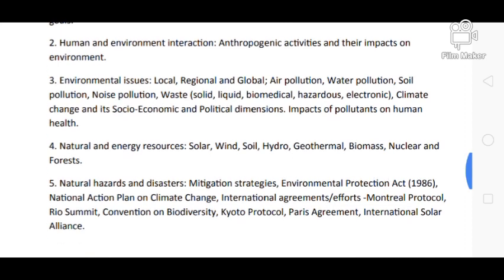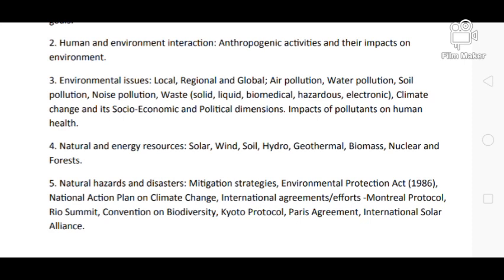Third point, we have environmental issues. We have to know about the problems of environment. It may be a local, regional or global problem. In this part we have to know air pollution, water pollution, soil pollution, noise pollution, waste, hazards, electronics, climate change and its socio-economic and political dimensions, impacts of pollutants on human health. We have to know all about this problem.